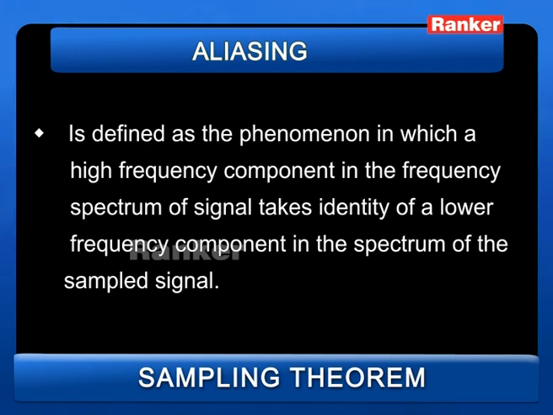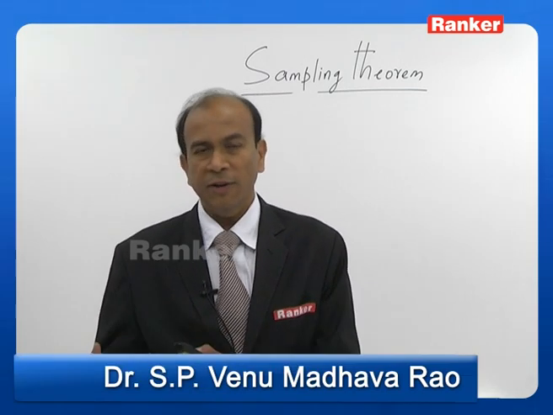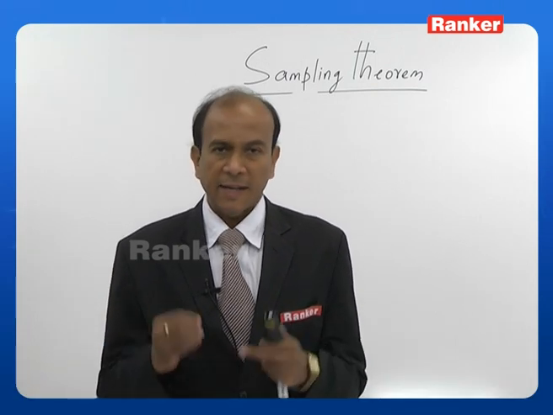So, what does it say? It says the phenomenon in which a high frequency component in the frequency spectrum of a signal takes identity of a low frequency component in the spectrum of the sampled signal. So, the high frequency spectrum is taking identity of a low frequency spectrum in a sampled signal. This is called the aliasing effect.